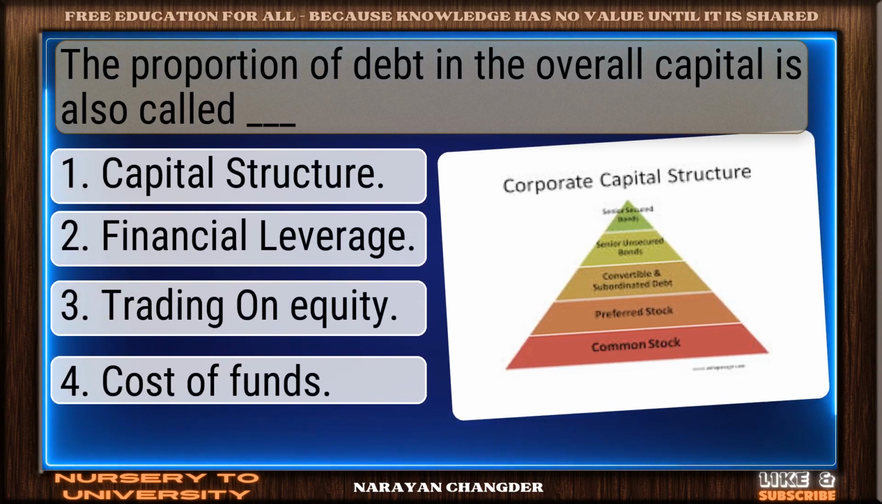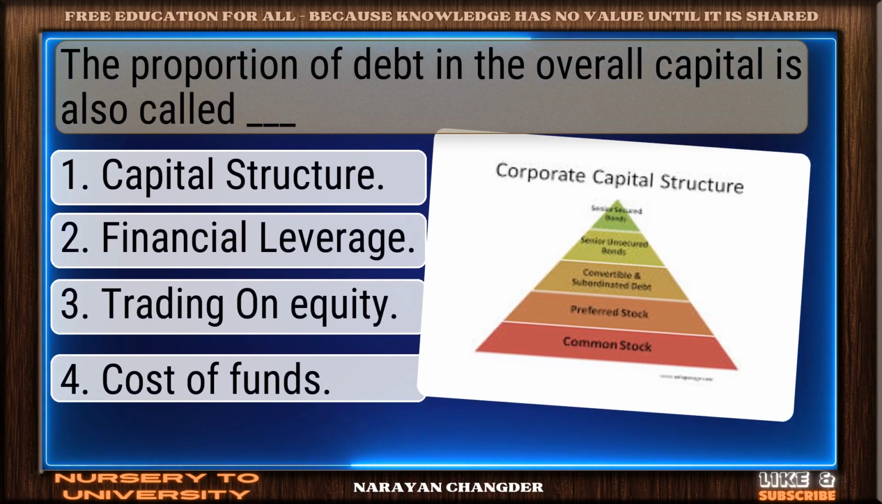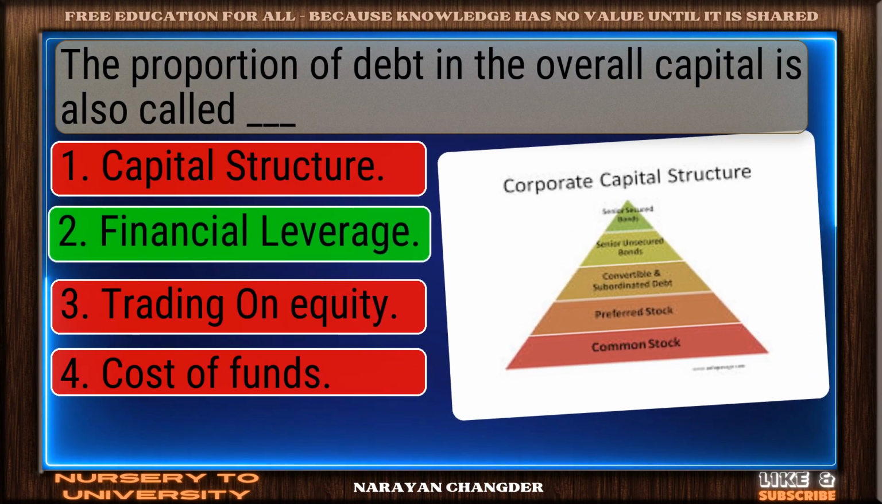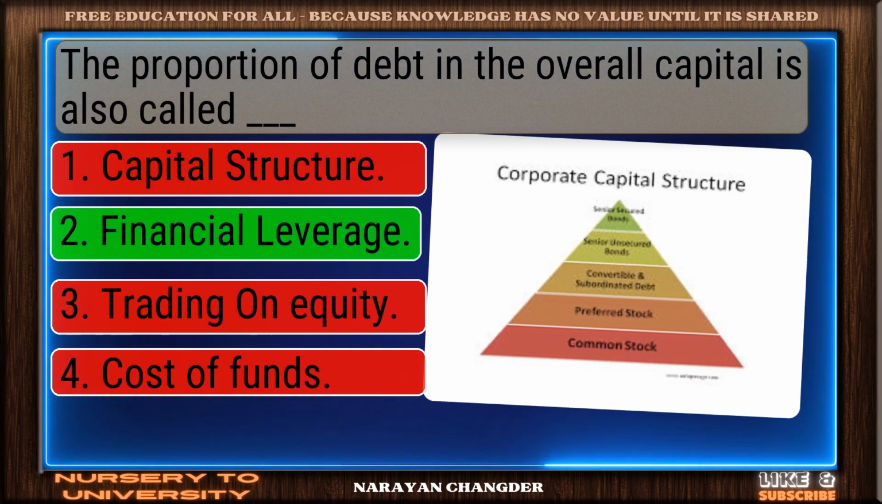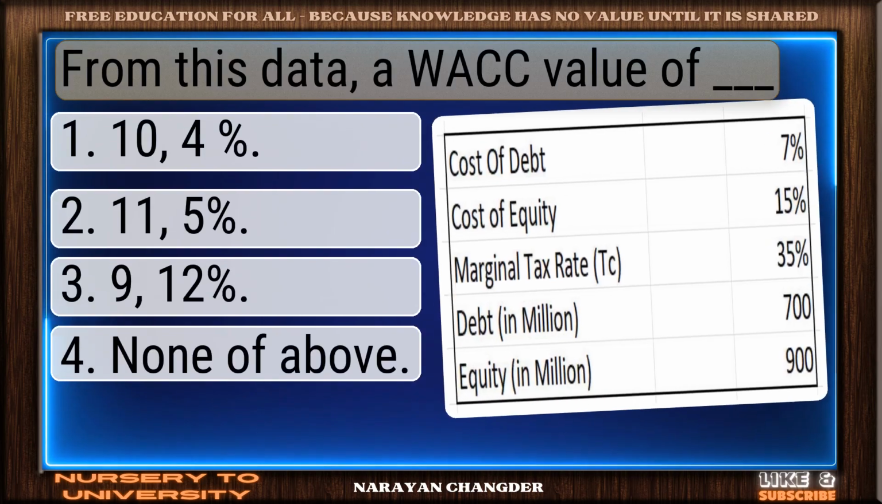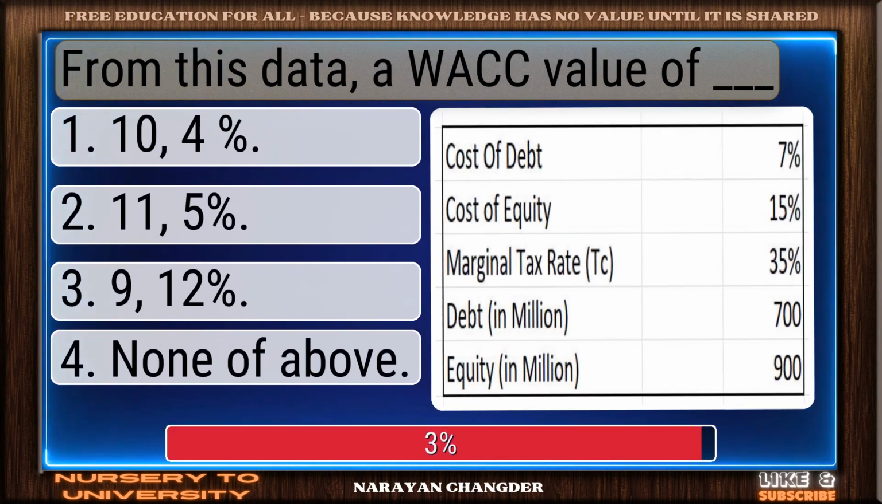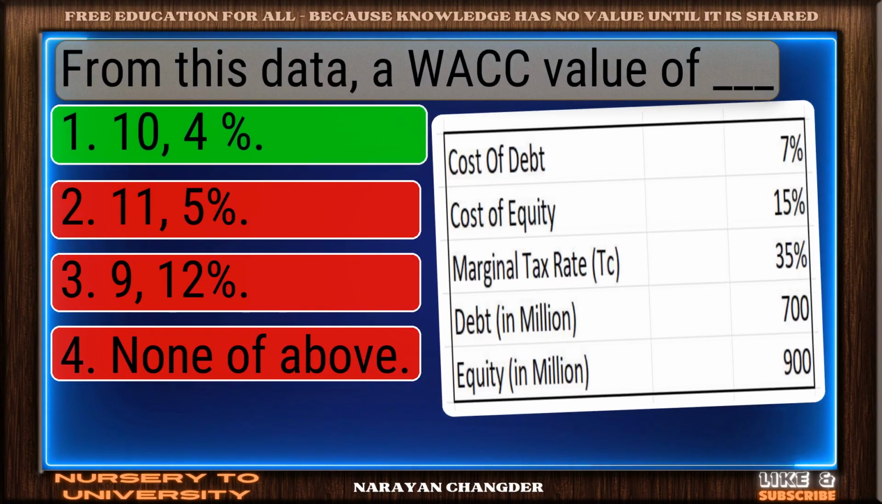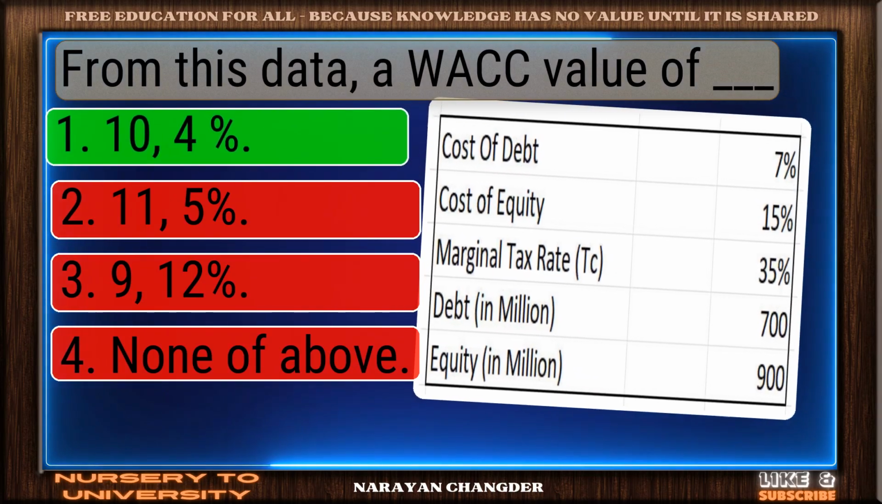The proportion of debt in the overall capital is also called dash. Right again. Financial leverage is a valid answer. From this data, a WACC value of dash. Well reasoned. 4% is the correct choice.